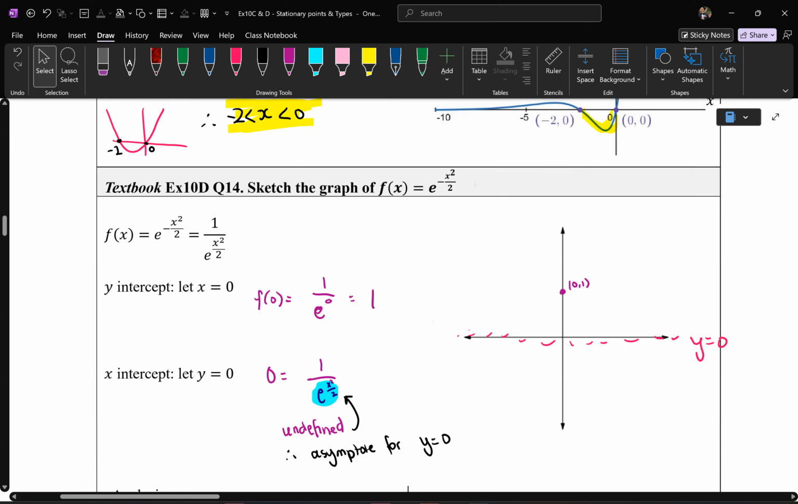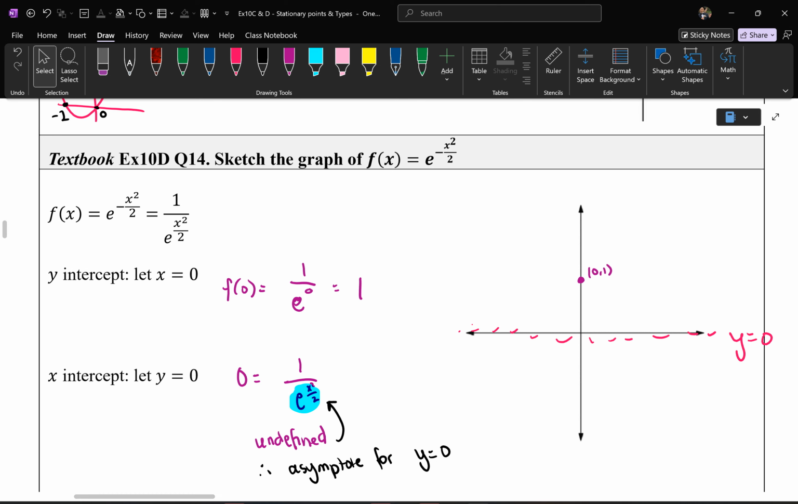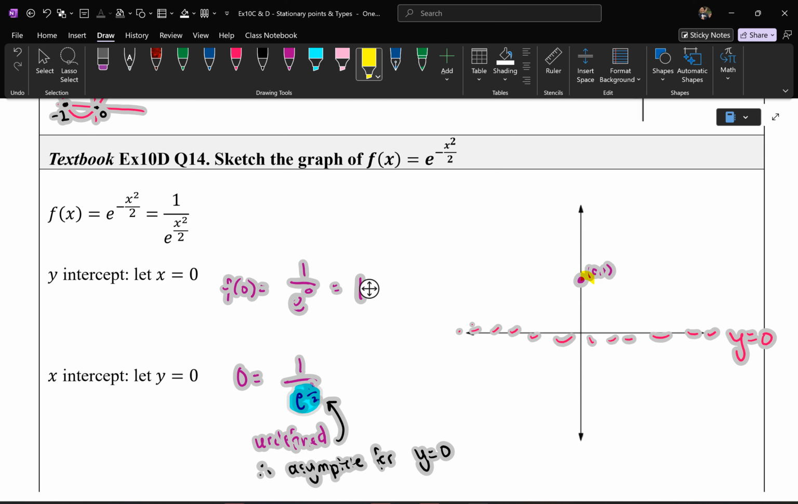The second question, 10D question 14, says sketch this graph here. Y-intercept, we know, let x equal to 0. So if I let it equal to 0, it's 1 over 1 equals 1. So we all should have the point (0, 1). Then the x-intercept, let y equal to 0. One of the first things you should pick up here is that it will be undefined. Or if you multiply both sides, 0 does not equal 1.